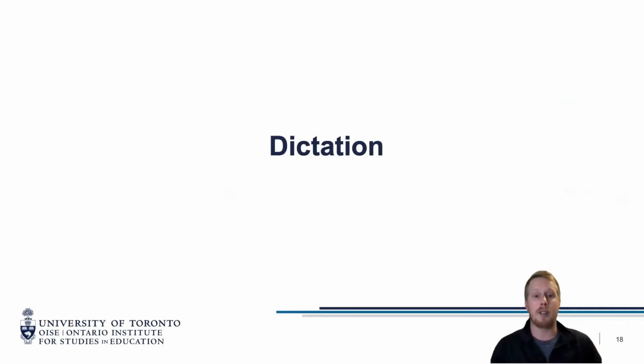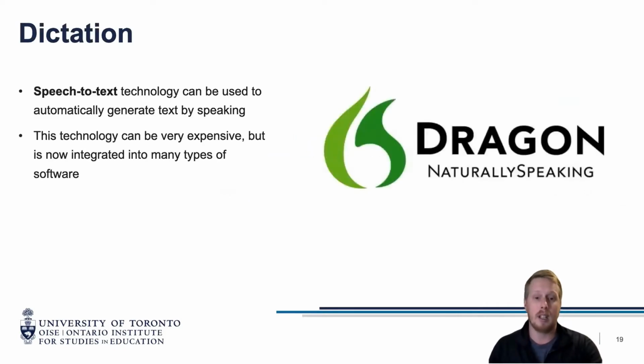Now we're going to hop into dictation features. So dictation features, we call that speech-to-text technology. It's used to automatically generate text by speaking. Dictation software is usually very expensive, but now it's integrated into a lot of pieces of software and technology, so the price has come down quite a bit. One of the most popular versions is called Dragon Naturally Speaking.